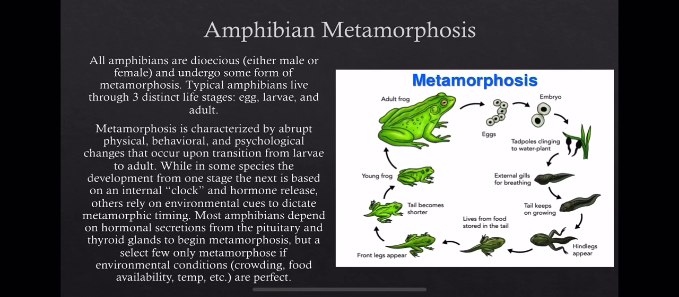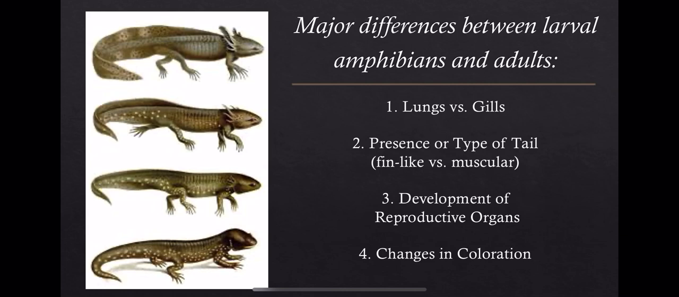And for the most part, this is driven by hormone release and like an internal clock. But in some organisms and some species, it's very environmentally controlled. So if the environmental conditions are not ideal for metamorphosis, sometimes it won't happen. So the big differences between your larval forms and your adult forms: the presence of gills. So for most adult anurans, we'll take them for an example, when they're in the water, they actually respirate through their skin. But when they're on land, they would have lungs. In a larval form, the lungs aren't there and they breathe simply through gills.